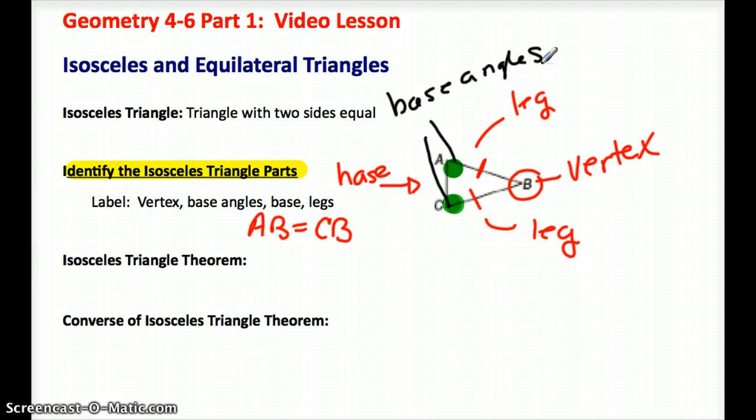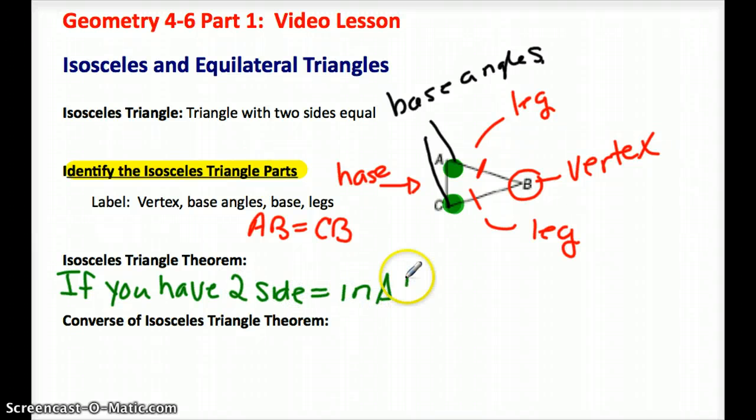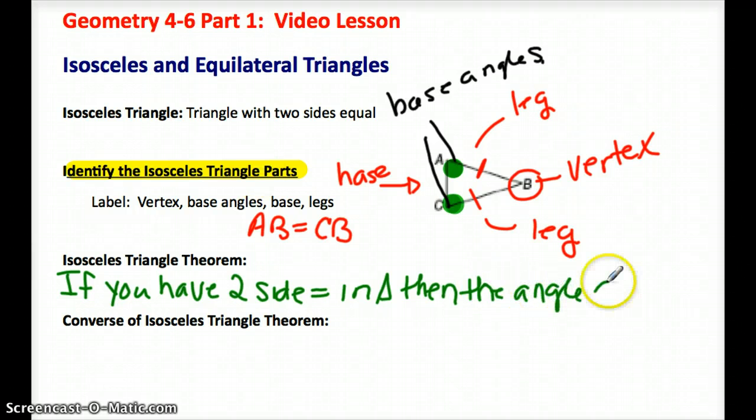Let's look at the isosceles triangle theorem. If you have two sides equal in a triangle, then the angles opposite are equal. So let me explain that.